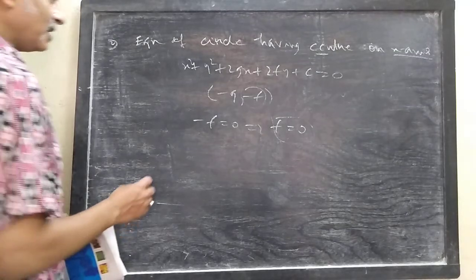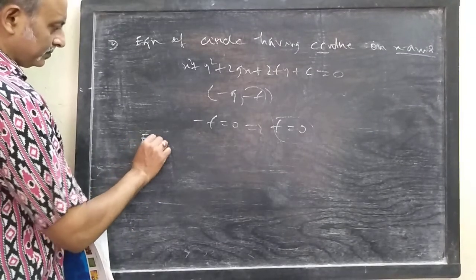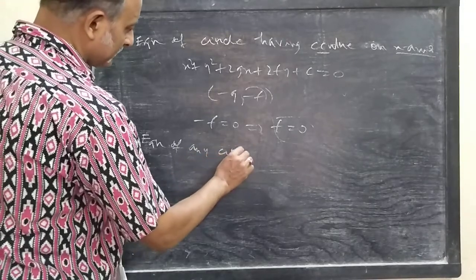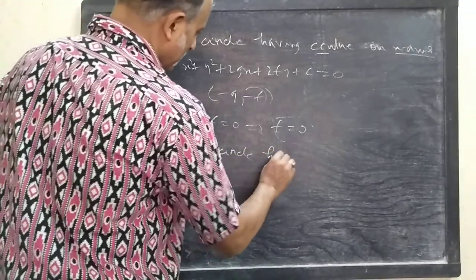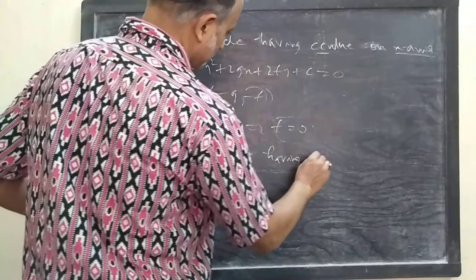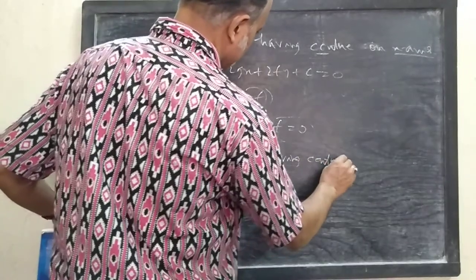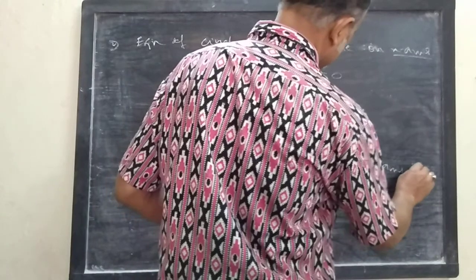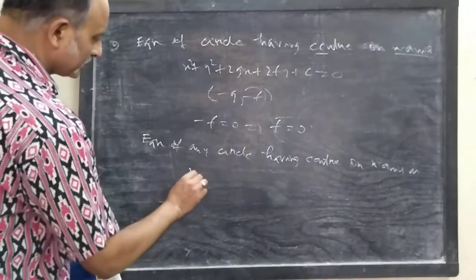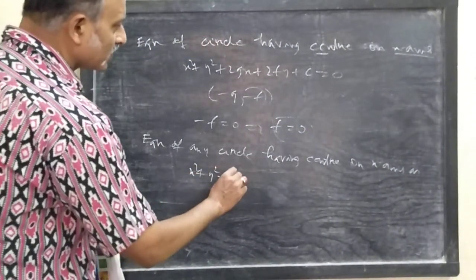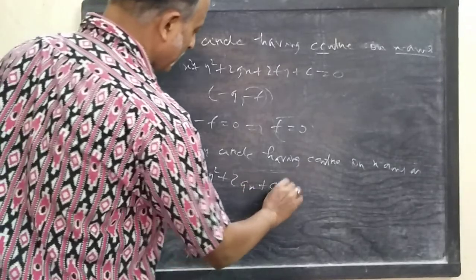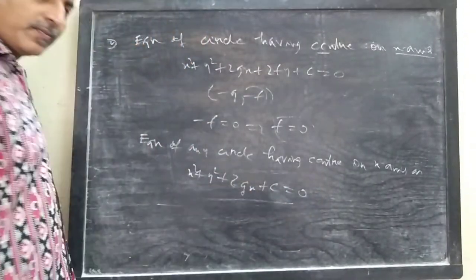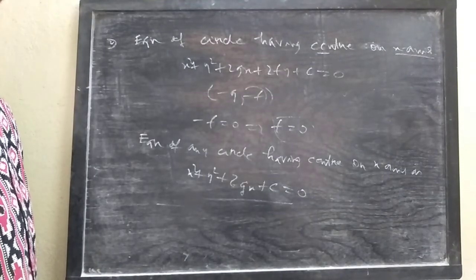So you can write equation of any circle having center on x-axis as x square plus y square plus 2gx plus c equals 0. Here there will be no f because ordinate of the center must be 0.